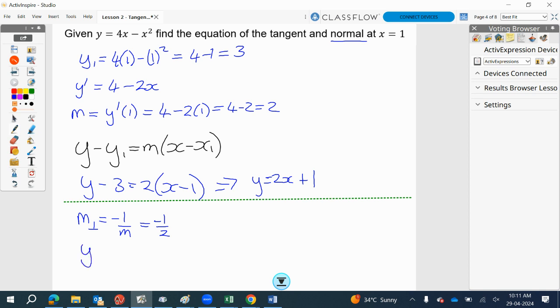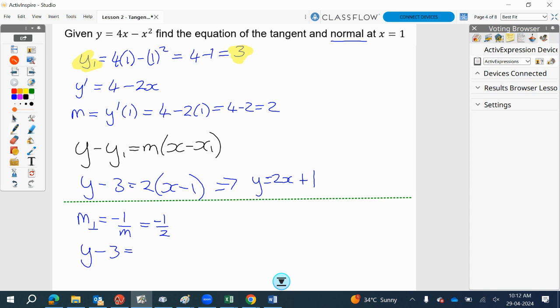Put everything in again, we get y minus, what was y1? y1 is 3. So this is minus 3. What's the gradient we need to use?